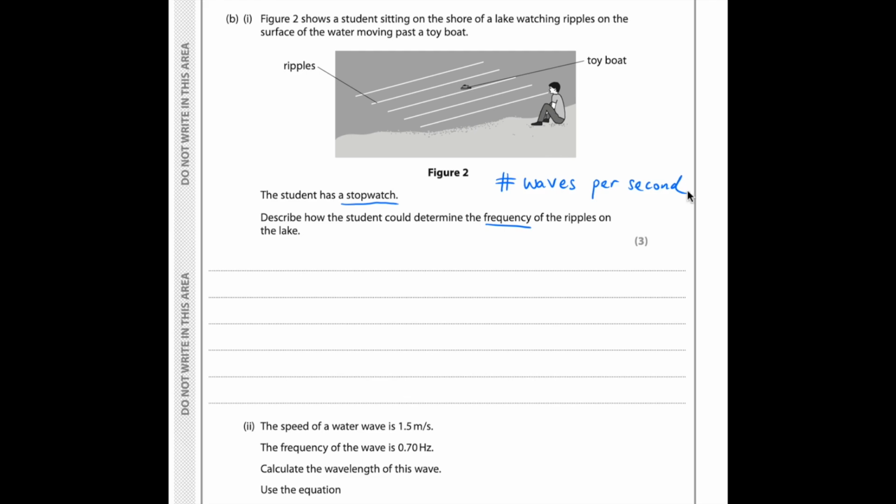It would be too difficult to count how many waves there are in 1 second. So if we count how many waves there are in 10 seconds, passing a certain point, then the frequency is the number of waves divided by the time, which I like to keep as 10 seconds.